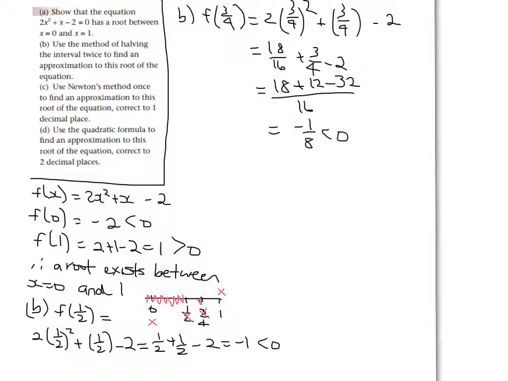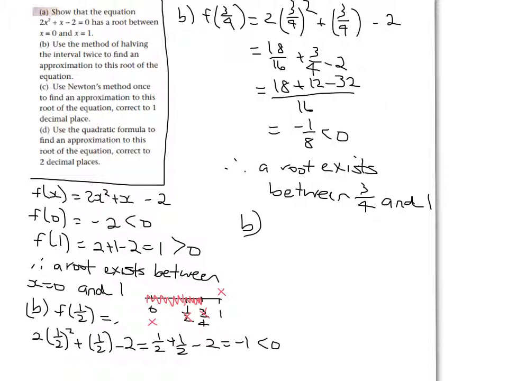So we're going to scrub that out. We've found that a root exists between 3/4 and 1. So that's halving the interval. And then next bit, C.